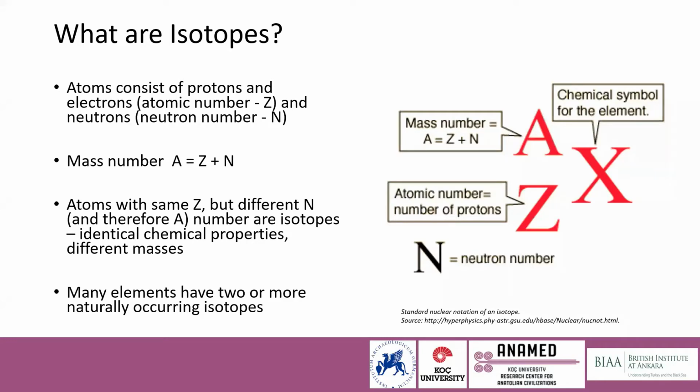The number of neutrons is n, and Z plus n gives you the mass number. Atoms with the same Z number but a different n number, and therefore obviously a different A number, are isotopes. These isotopes have more or less identical chemical properties, but they have different masses. Many elements have at least two or more naturally occurring isotopes.